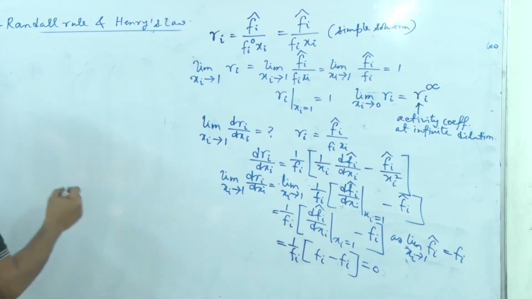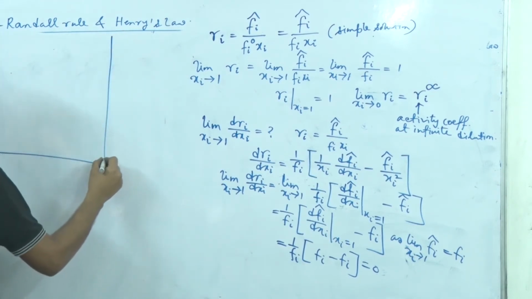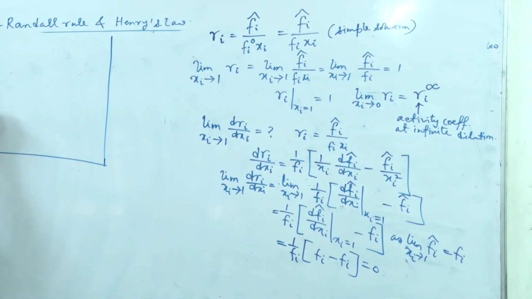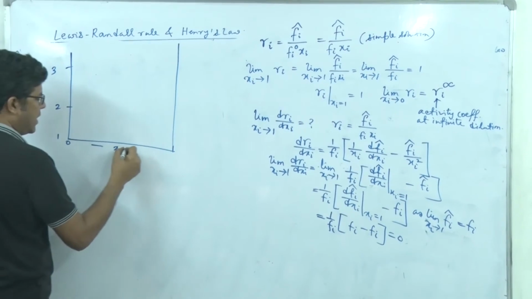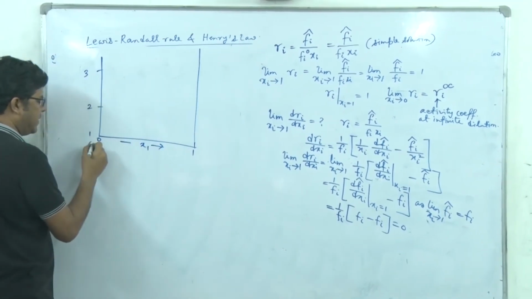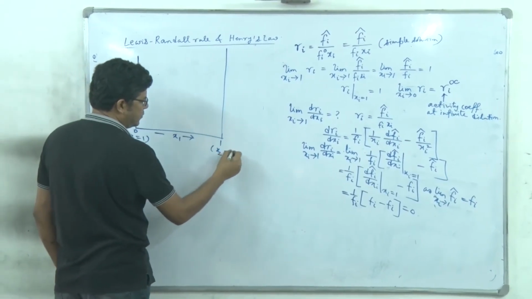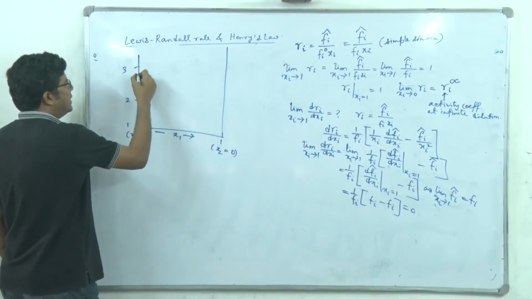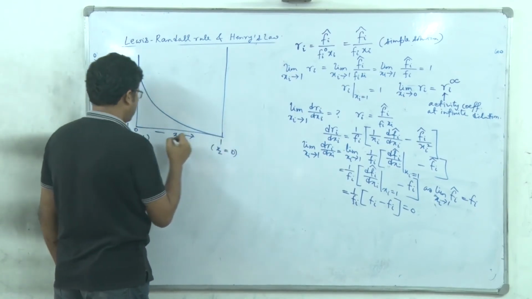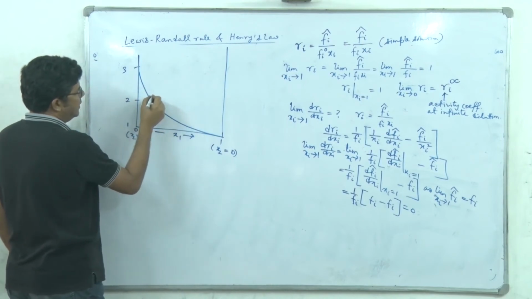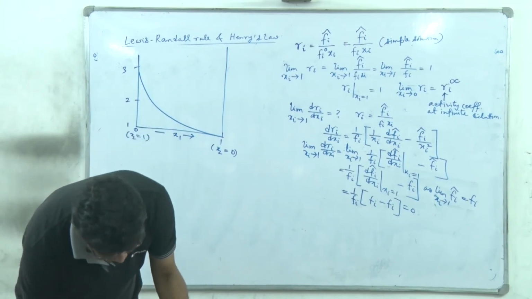So what is the result? This is say 1, 2, 3, something like that. This is x1, 0 to 1. And obviously x1 equal to 0 means x2 is equal to 1, and x1 equal to 1 means x2 equal to 0. So what is the plot? The plot is something like this. This is a plot of ln gamma 1 for a specific system. Let me check it once.